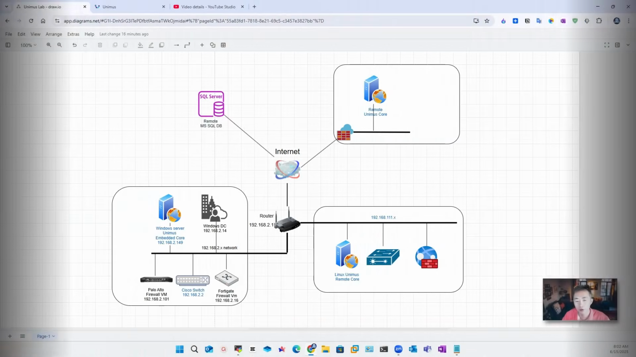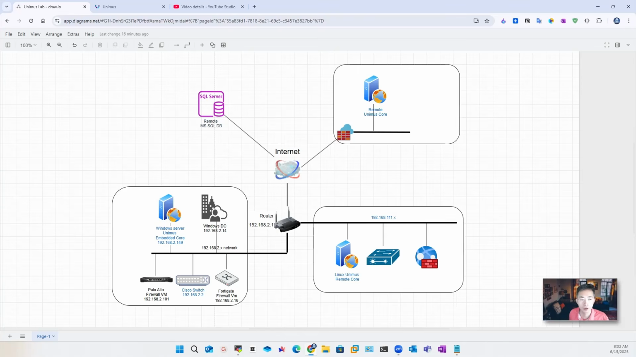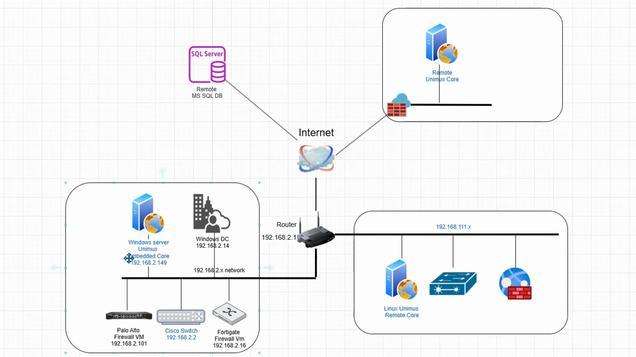The topology is the same as before. We have local deployment Unimus server on the Windows 2019 server. We have a domain controller, 192.168.2.14, which we're gonna integrate with LDAP, so we can use LDAP users to log in. We will see how that configuration looks like.